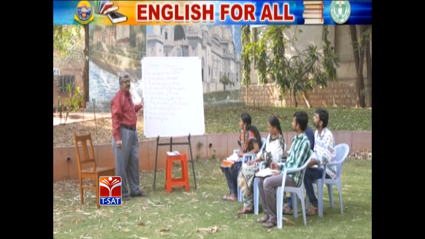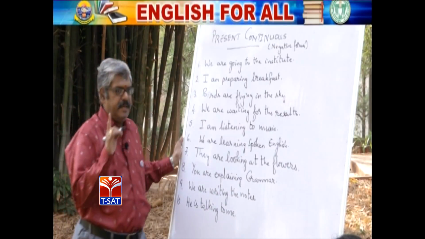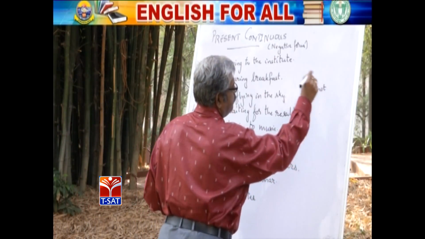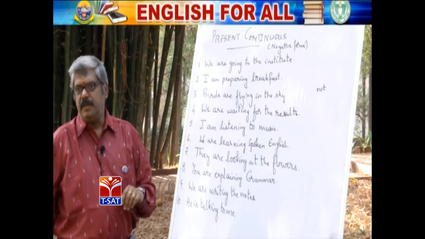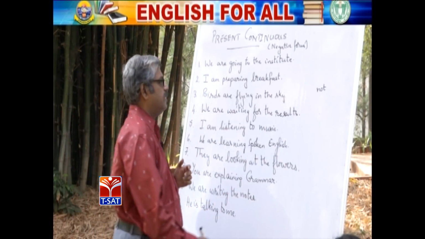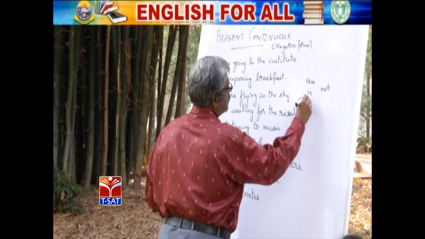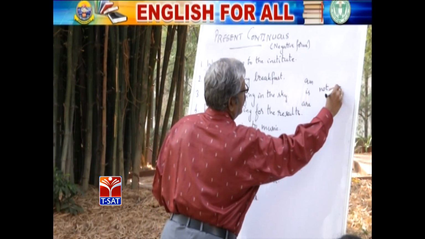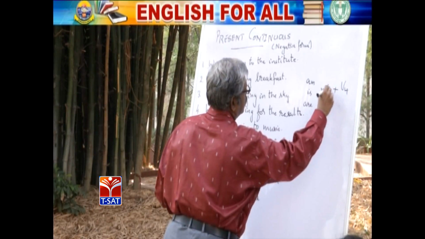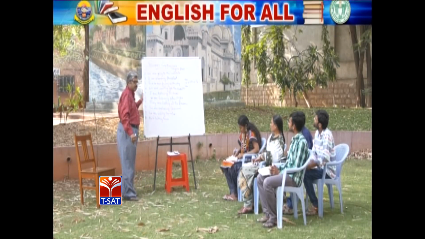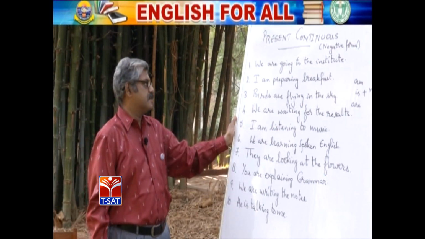Now, how are the negative forms formed? For negatives, we add the word not. Where do we add the word not? Between your be forms and V4. Am, is, are plus not plus V4. This will be the structure for negatives.